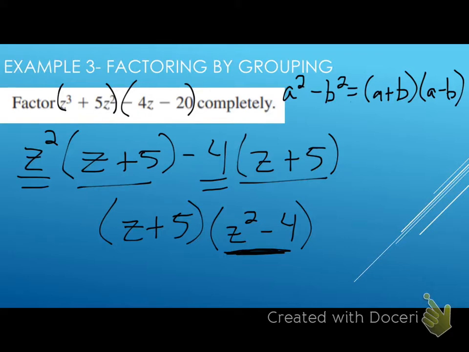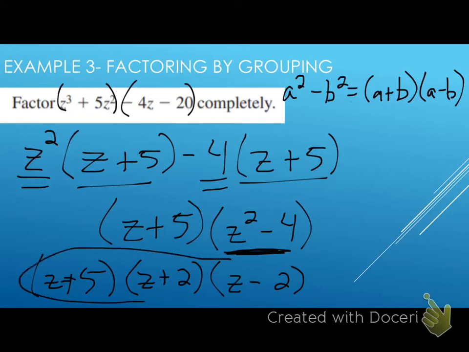I've got a perfect square in z squared. I've got a perfect square in 4. So that's a difference of squares, right? So I can take that a step further. What's the square root of z squared? Z. What's the square root of 4? 2. One's a plus, one's a minus. Does everyone see that?